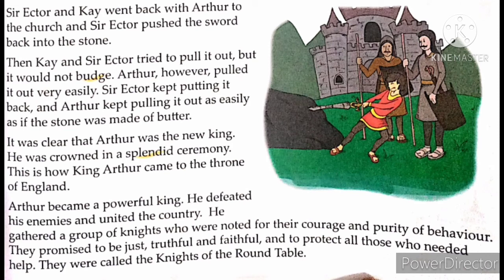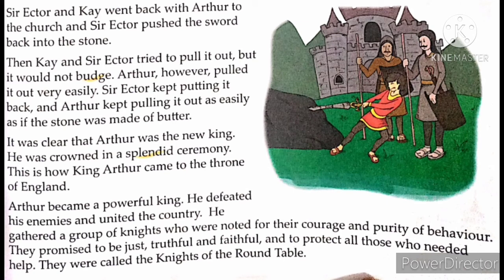It was clear that Arthur was the new king. He was crowned in a splendid ceremony. This is how King Arthur came to the throne of England. Children, in this way, Arthur became the king of England.